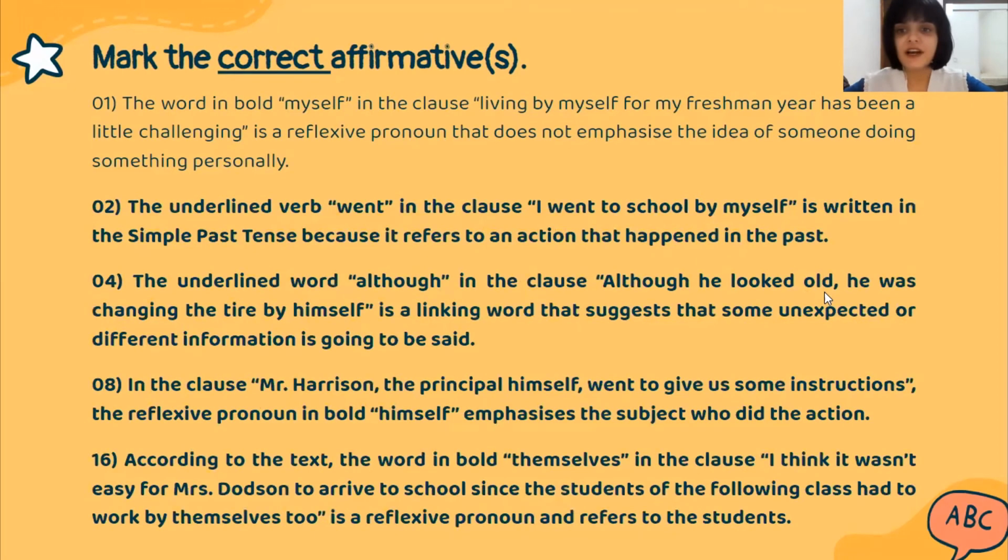Alright, guys, so here are the answers, ok? Então, eu coloquei em negrito as respostas, né, as afirmativas corretas, porque esse exercício ele pede para marcar as corretas, certo? Então, vamos ler juntos aqui. The first one. The word in bold, myself, in the clause, living by myself for my freshman years has been a little challenging, is a reflexive pronoun that does not emphasize the idea of someone doing something personally. So, as you can see, this is incorrect, okay?